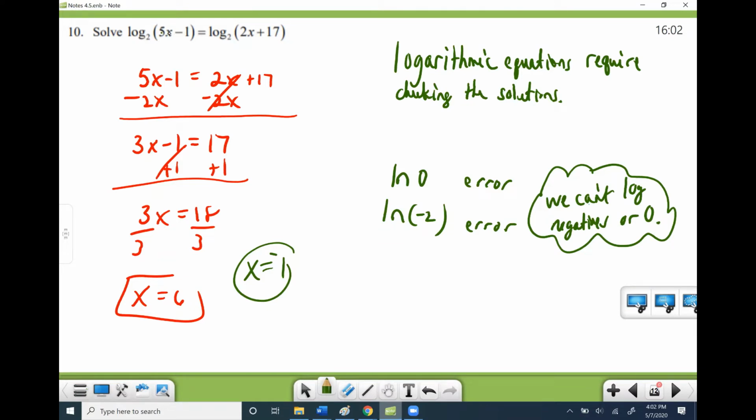5 times -1 is -5. -5 take away 1. That would be us logging a -6, you guys. And we already know that our calculator is just going to say error on that, right? So you want to make sure that the solutions that you get do not cause zero or negatives inside the logarithm. Okay? So let me type it out because it's going to be the first time we talked about it.